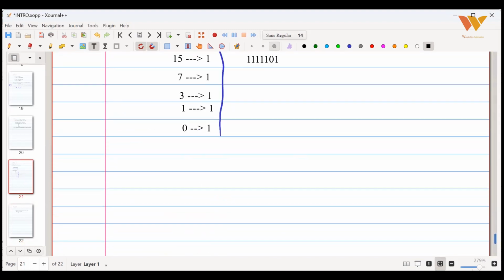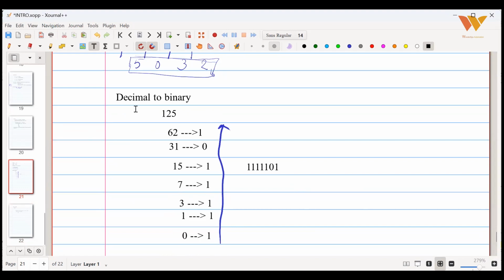Here, whenever I convert any form from decimal to any other form, let's say I'm converting from decimal to binary, then I will divide it by 2. If I'm converting decimal to octal, then I have to divide this number by 8. If I'm converting decimal to hexadecimal, then I have to divide it by 16. Understood?